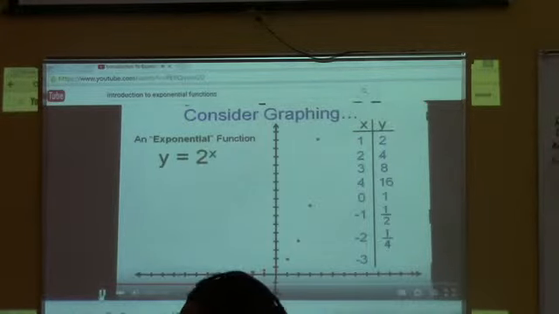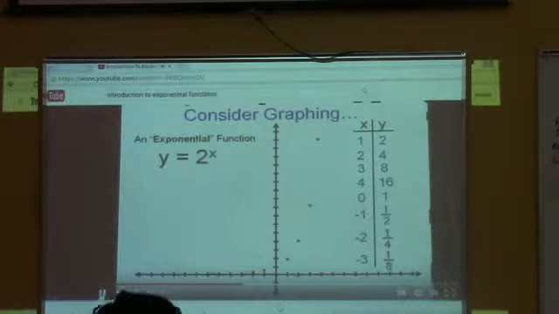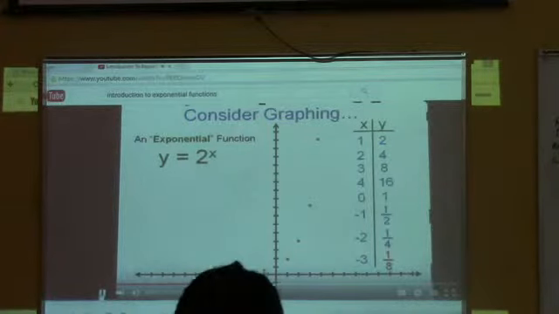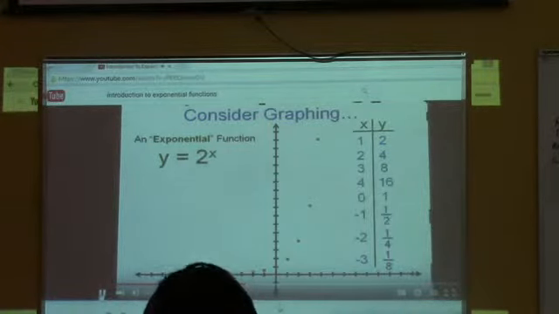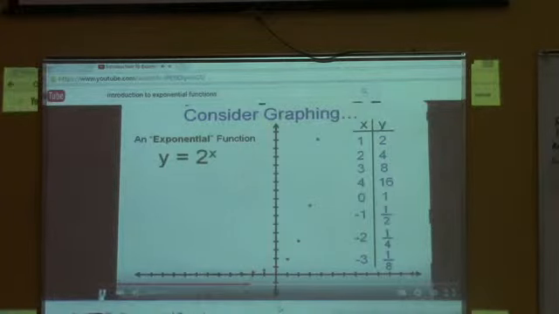We put in one more, put in negative 3. Do you know what we're going to get? We're going to get 1 over 8, 1 over 2 to the 3rd. Notice that it's never going to get negative, is it? It's just going to get very, very small. On the right side, it'll go to infinity. And the left side, it'll get teeny, teeny, but it'll never really reach 0.